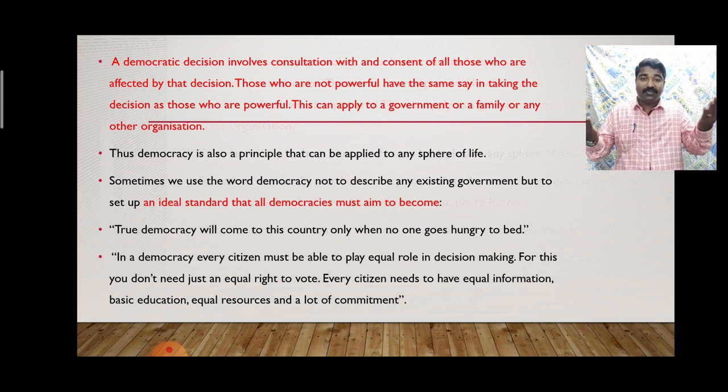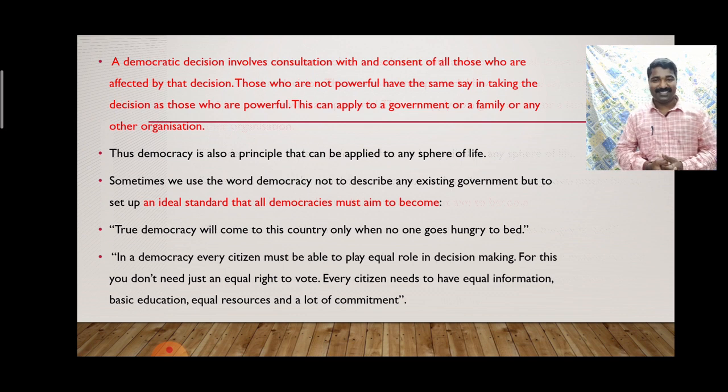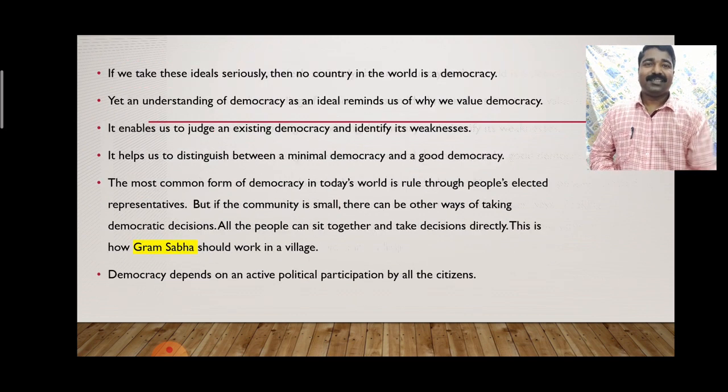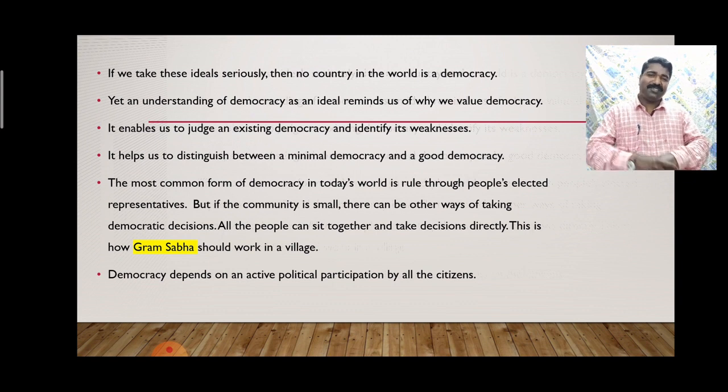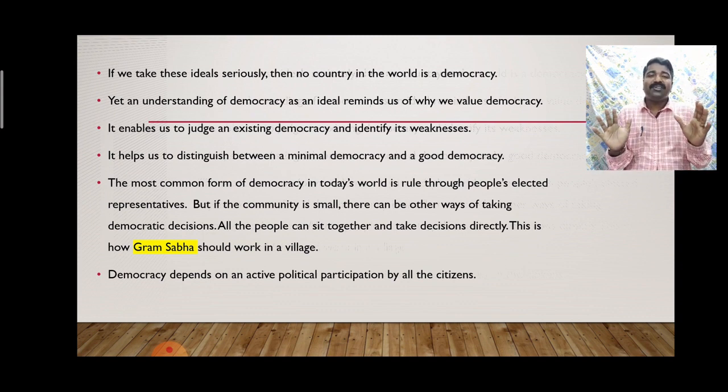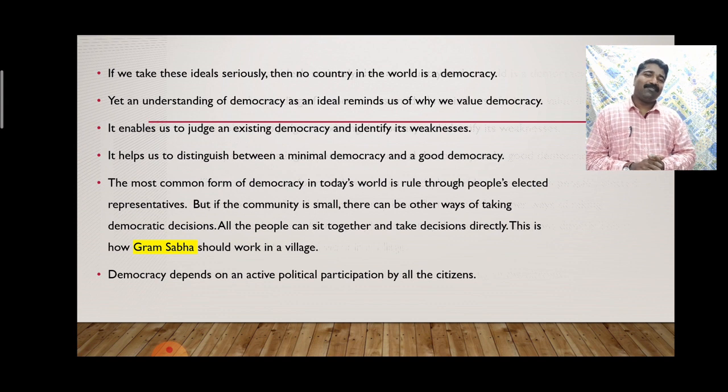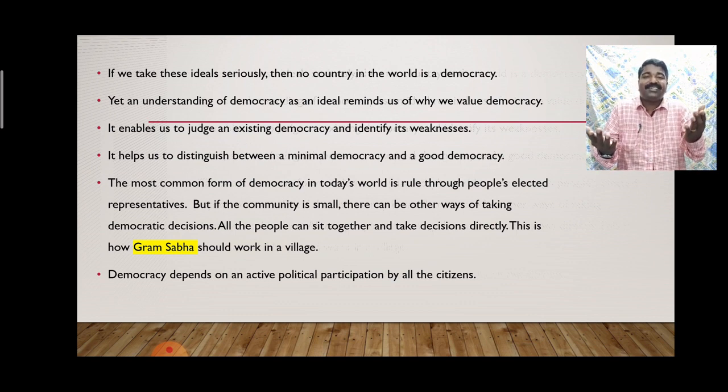You think of a situation of democracy. It's an ideal democracy. If we take these ideals seriously, then no country in the world is a democracy. When we take these ideals in decision making and also giving opportunity and equal right, we cannot call any country a democratic one.